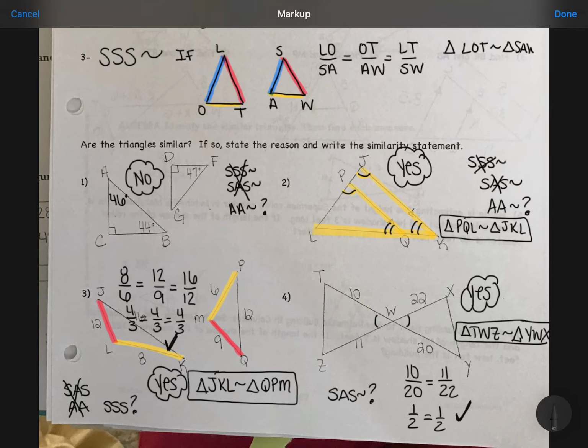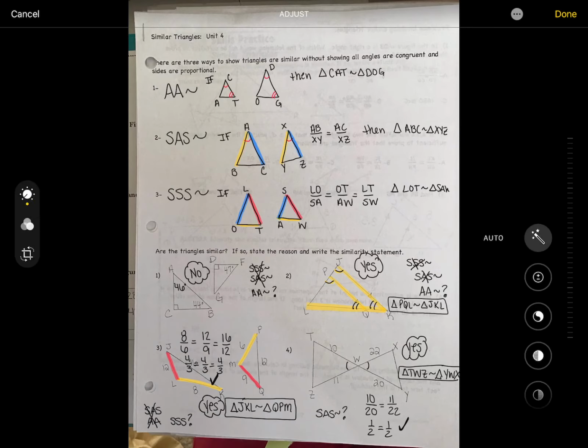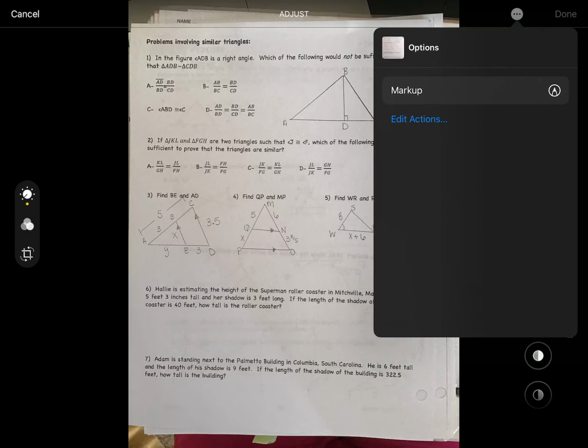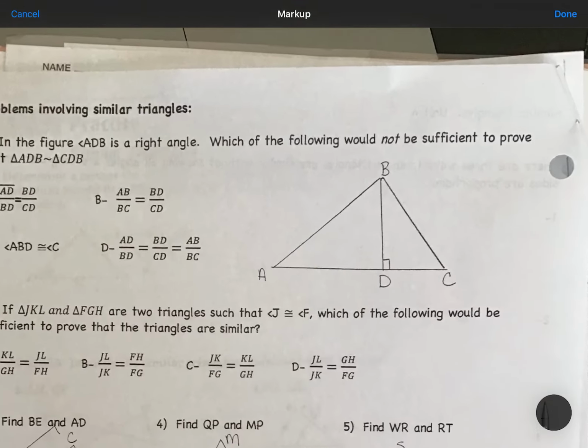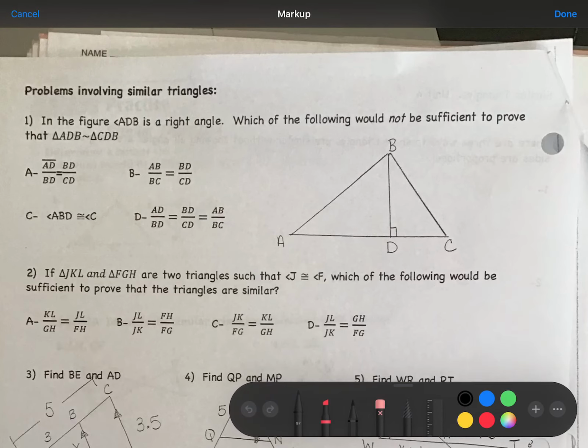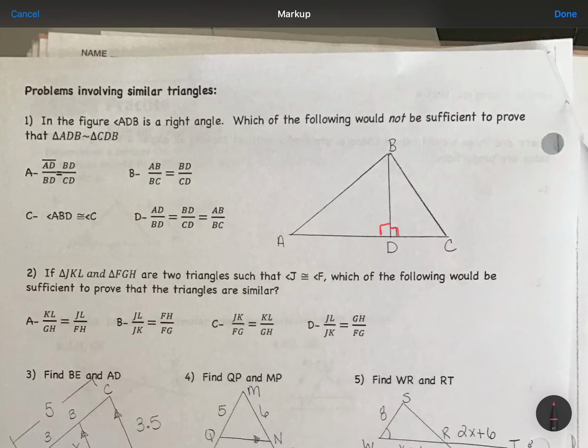All right. So now we're going to look at some problems that involve similar triangles. So I am going to now flip my page over. And it says problems involving similar triangles. So in the figure, we know that angle ADB is a right angle. And so we were given BDC was also a right angle. So we know all right angles are congruent. So those angles are congruent to each other.